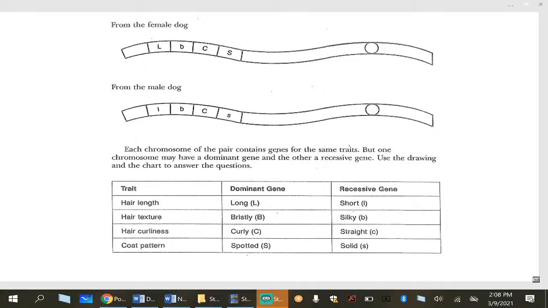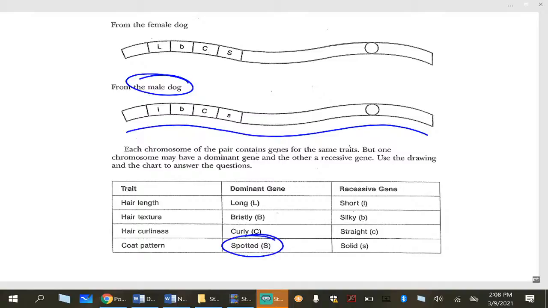Watch. The question is, does the male dog, so we're just talking about this strip right here, does it have a spotted coat? Okay? The right answer is maybe. Could be. It's not yes. It's not no. It's maybe or I don't know. I need more information. Here's why. Listen. You know the male dog has a lowercase recessive allele because it gave that to the puppy.